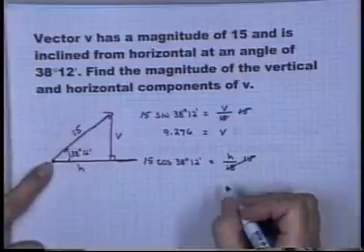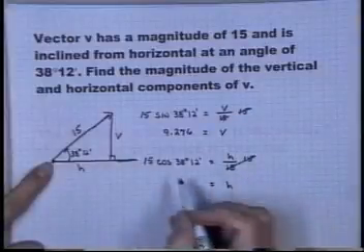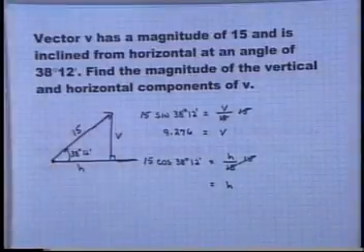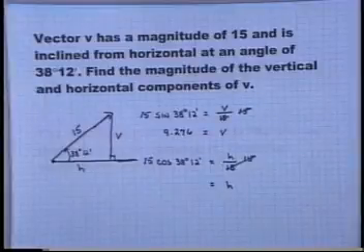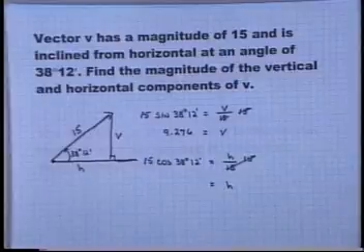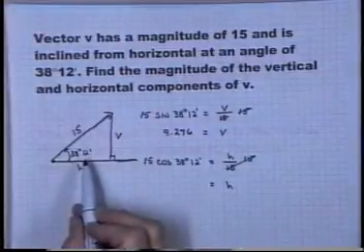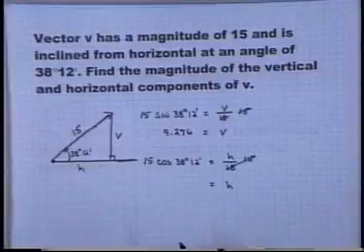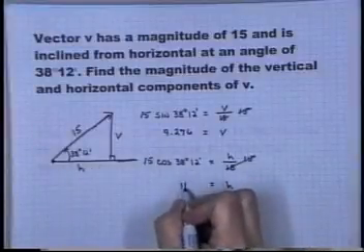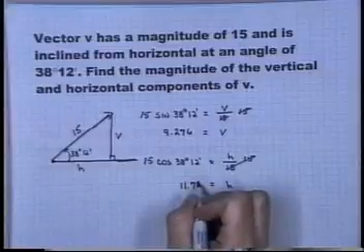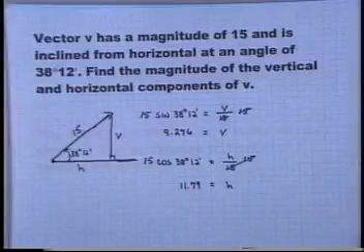And then again, to find this horizontal component, we can simply multiply. So we need 15 times the cosine of 38 degrees 12 minutes. And again, since we have minutes here, we're going to use 4 significant digits, which will give me 11.79 for the horizontal component.